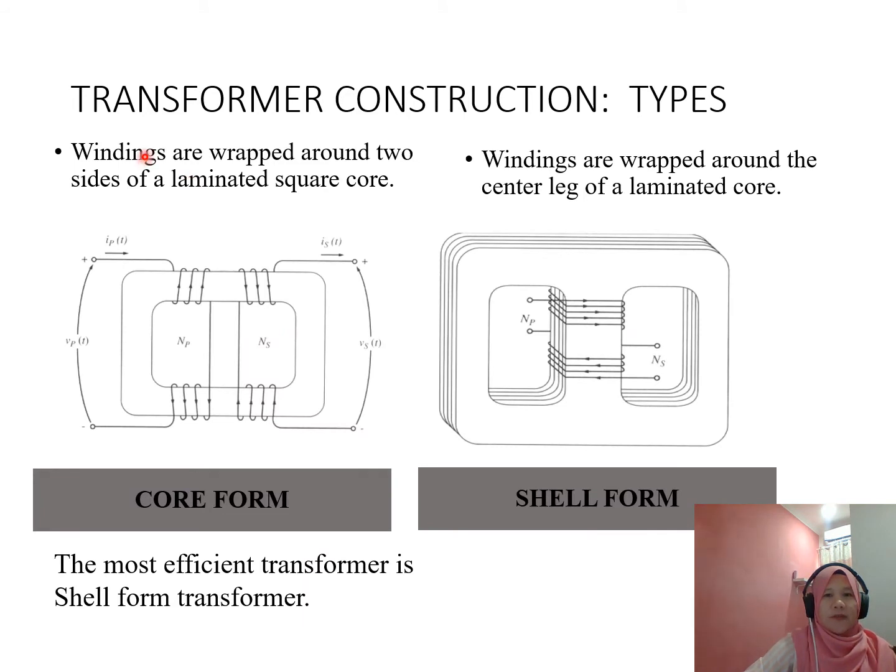For the types of transformer construction, it can be in core or in shell form. For core form, the windings are wrapped around two sides of a laminated square core. For the shell form, the windings are wrapped around the center leg of a laminated core here. So the most efficient transformer is the shell form transformer.